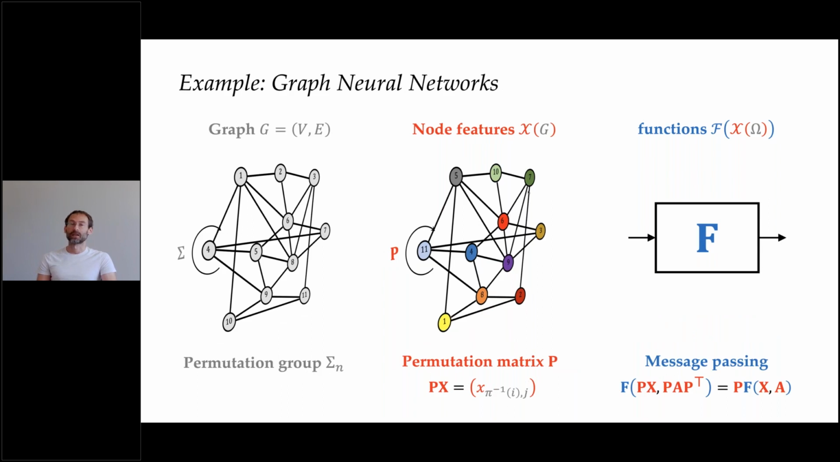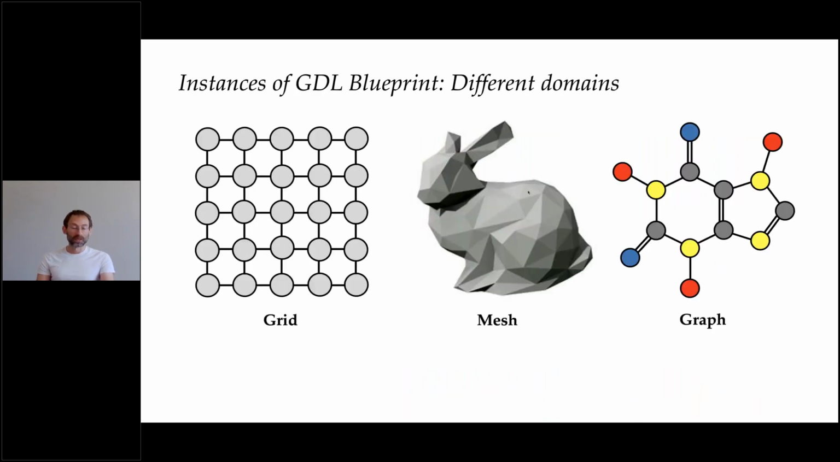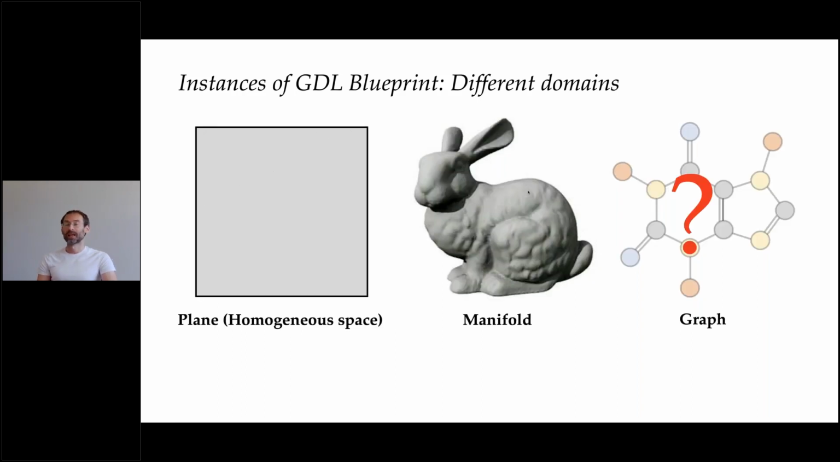As I said, the group assumption is permutation. We don't have a canonical ordering of the nodes in the graph, and the functions that are implemented through message passing are equivariant with respect to node permutation. This blueprint can be applied to different domains, whether grids, meshes, or graphs. What is interesting is that all of these objects, maybe with the exception of graphs, can be considered as a discretization of some continuous space.